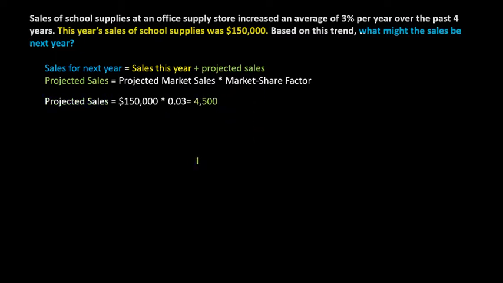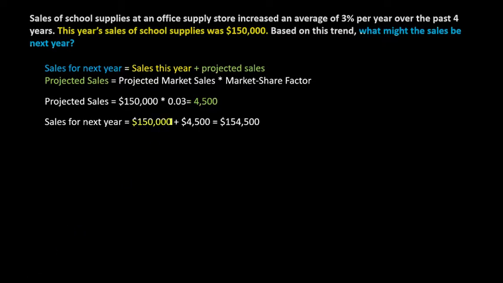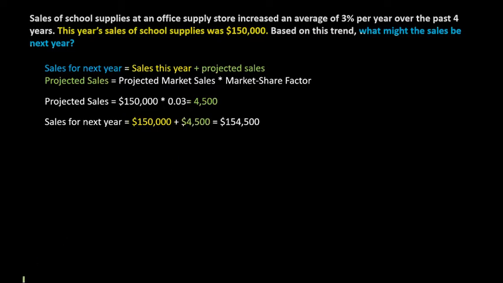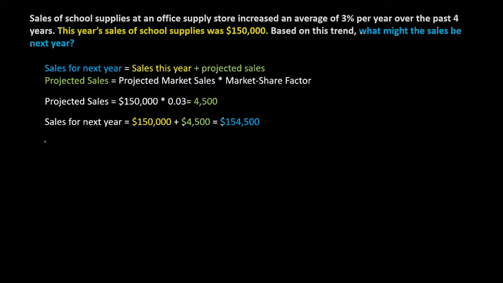It's $4,500. So we're saying that we think our sales for next year are going to be the $150,000 that we made this year plus a growth of $4,500 for a grand total of $154,500. So I hope that was a little more clear the second time through, and this is kind of why I picked this as one of the topics. I don't think the math is particularly difficult, but I think the variable names are a little misleading.